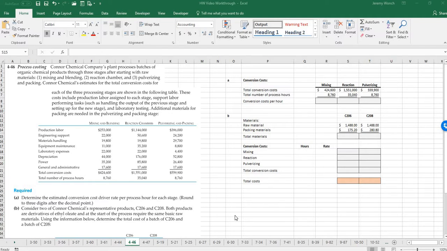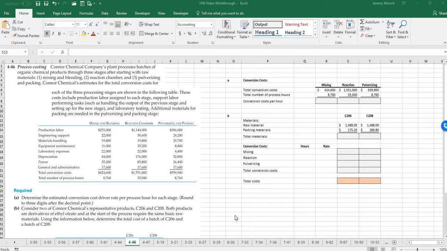Alright, so in problem 446, we're going to take a look at process costing. As opposed to the last problem where we did job costing, where we assign cost to each specific, identifiable unit, with process costing we can't identify the units as unique, so we add the cost by stage or by process. In this problem we have a chemical company that processes batches of organic chemical products in 3 different stages. We start with the raw material, they go to a mixing and blending process, then a reaction chamber, and then a pulverizing and packing.